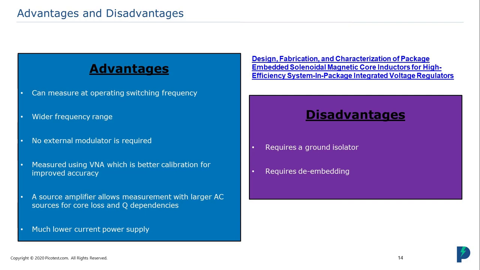And because of the current multiplication of the J2131A, the DC bench supply we need is only about 5.5 amps to be able to bias an inductor up to 125 amps. There are 2 disadvantages. One is that you need the ground isolator, and you need that also for the 3-port measurement. And even if we did 2-port impedance measurement without bias, we would still need that ground isolator. And it also requires that we de-embed the J2131, so we need to add that de-embedding equation, which we can do right inside the Bode 100, so it's not really much of a problem.